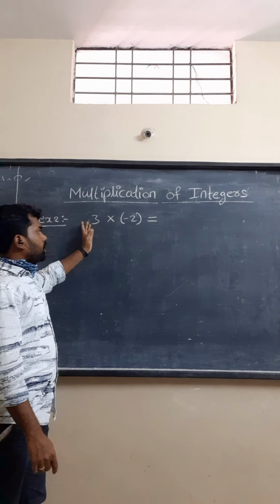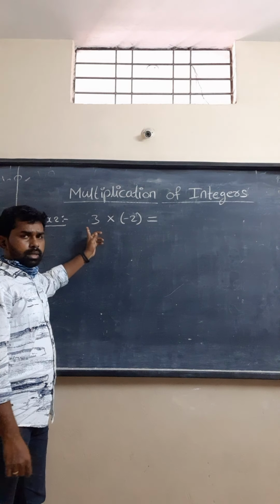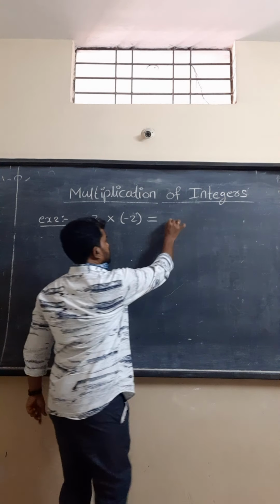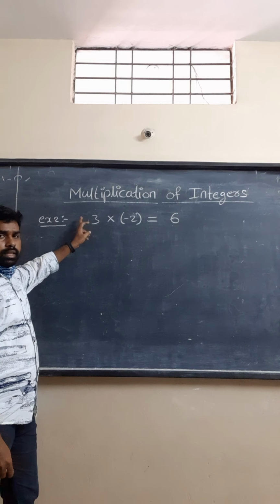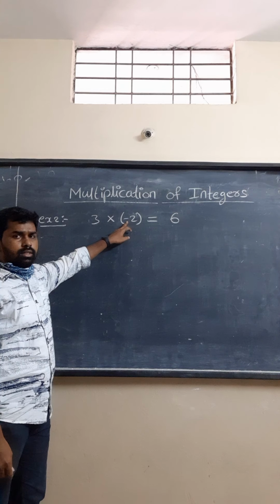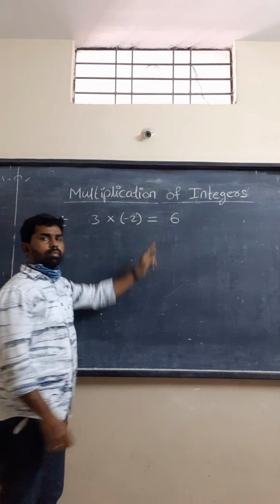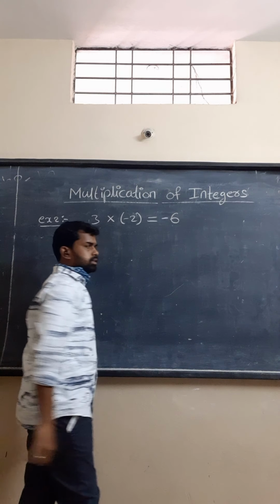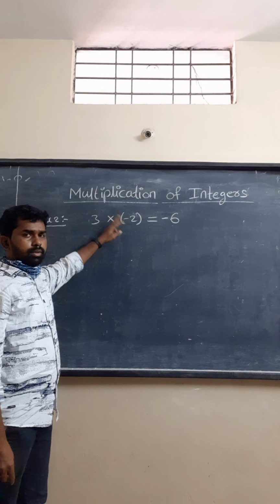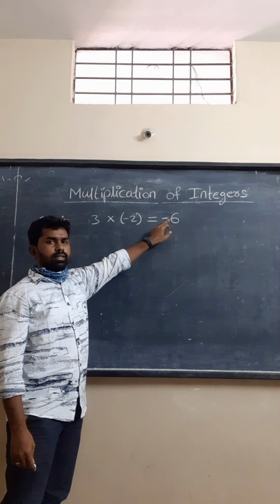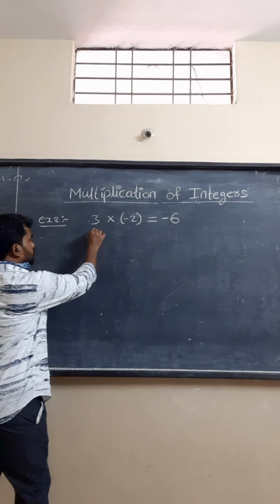Now you know how to do the multiplication. Just do the normal multiplication. Multiply the numbers: 3 into 2, how much? 6. Then what is the sign? 3 has a plus sign and 2 has a minus sign. So plus into minus gives minus. If you have different signs between the two numbers, you will get the negative sign in the answer. Understood?